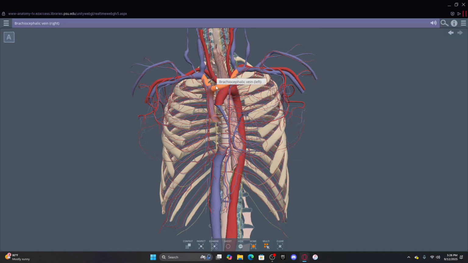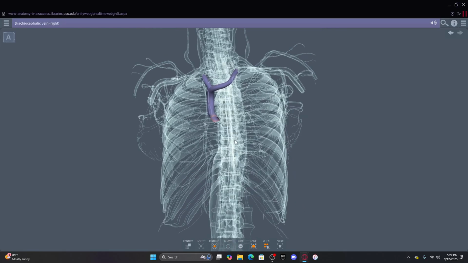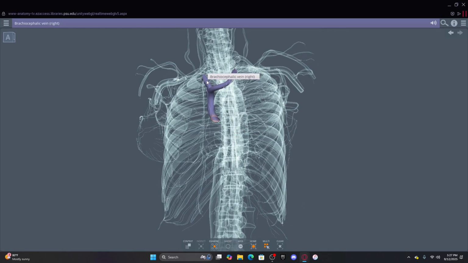So right, left. Brachio meaning arm, cephalic meaning head. So brachiocephalic, right? So this artery goes to, sorry, this vein goes to the arm. This one goes to the head. So let me just show you those two branches. So we have our right brachiocephalic vein, and then we have our left brachiocephalic vein.